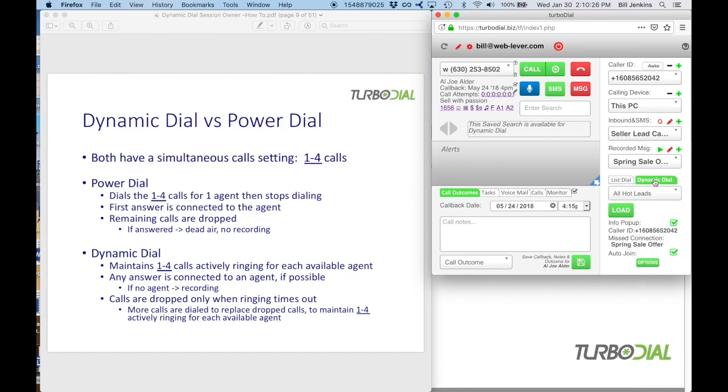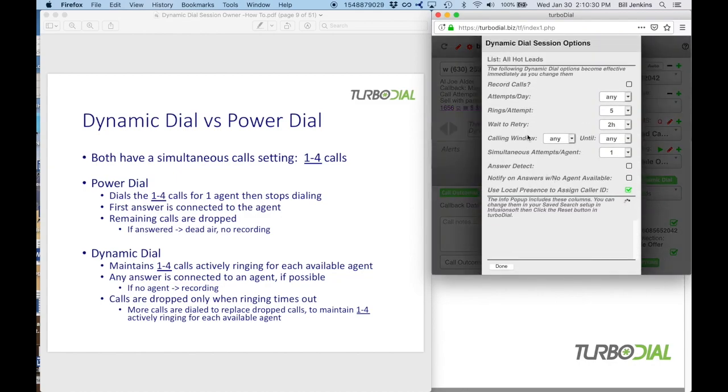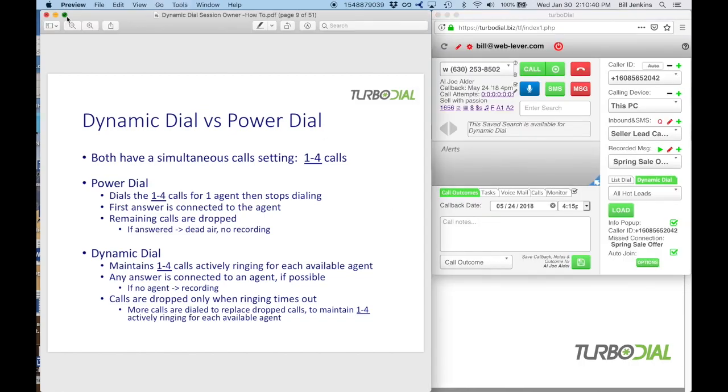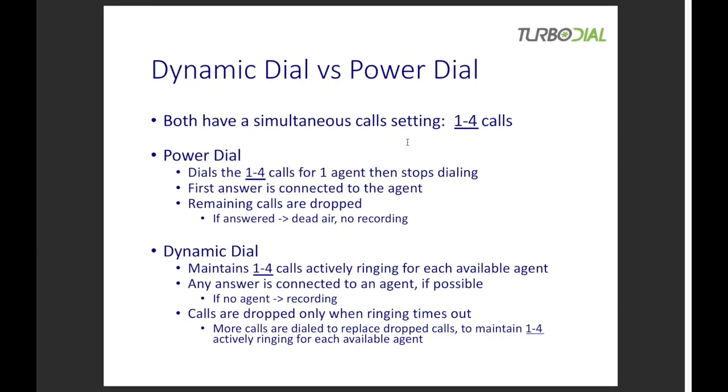Well, in the case of dynamic dial, I'm getting ahead of myself for a second, but I'm going to show you in the options here, simultaneous attempts per agent, 1, 2, 3, or 4. That's very analogous. So they both have that 1 to 4 simultaneous calls setting.